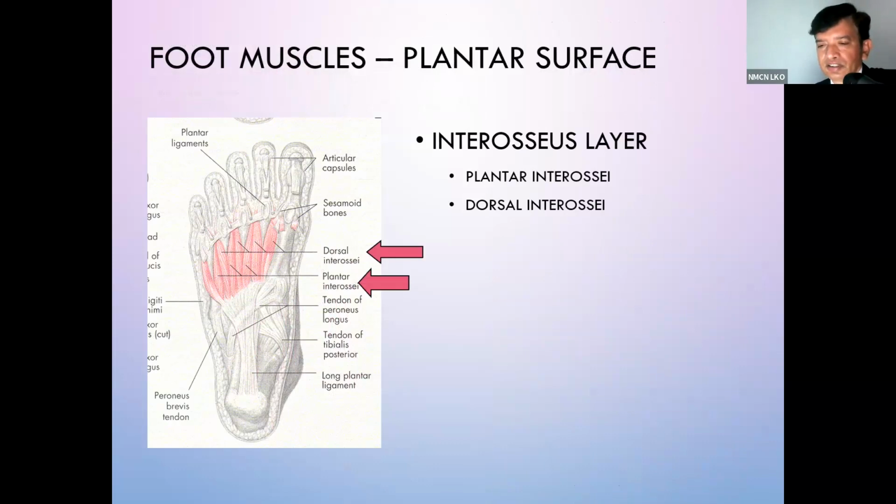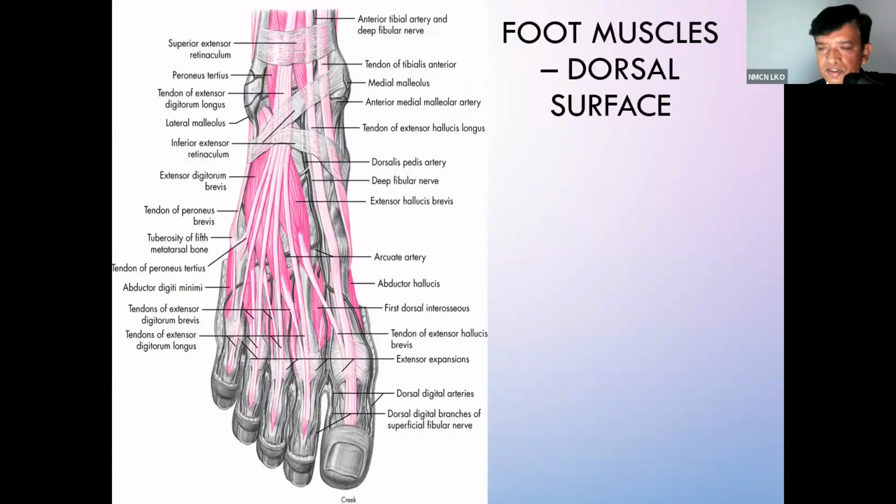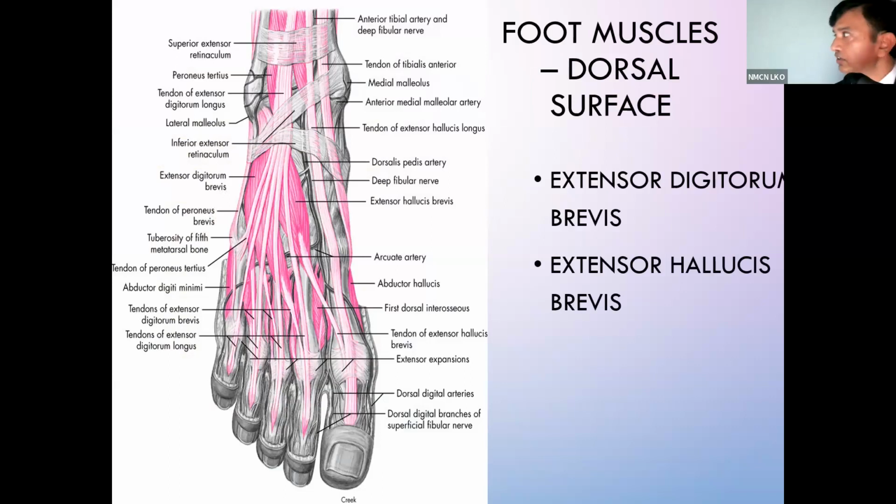Then the interosseous layer, there are plantar interossei and dorsal interossei. They help in the abduction and adduction of the toes. Then the dorsal surface has muscles: extensor digitorum brevis on this side, and then extensor hallucis brevis. So these are the muscles of the dorsum.